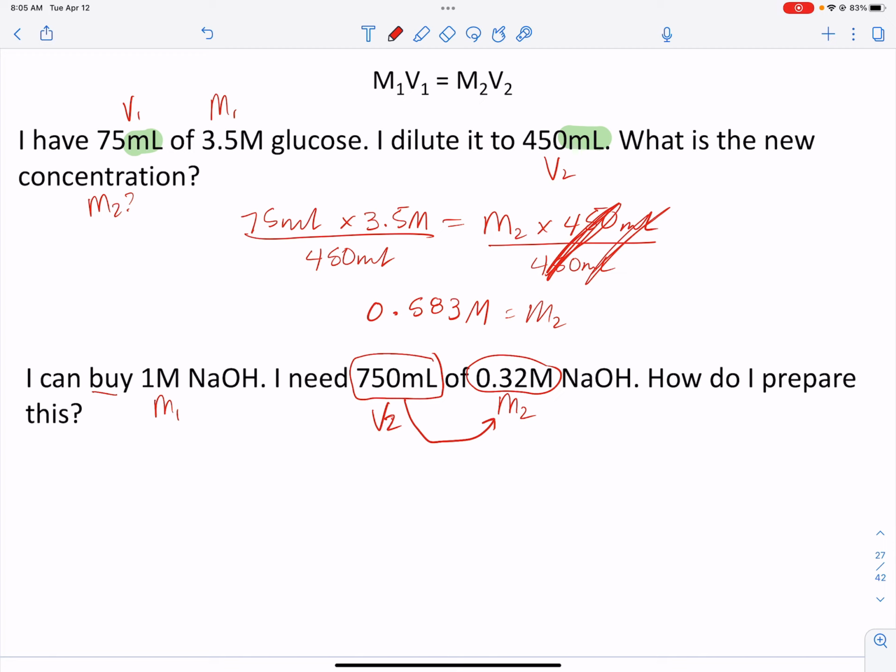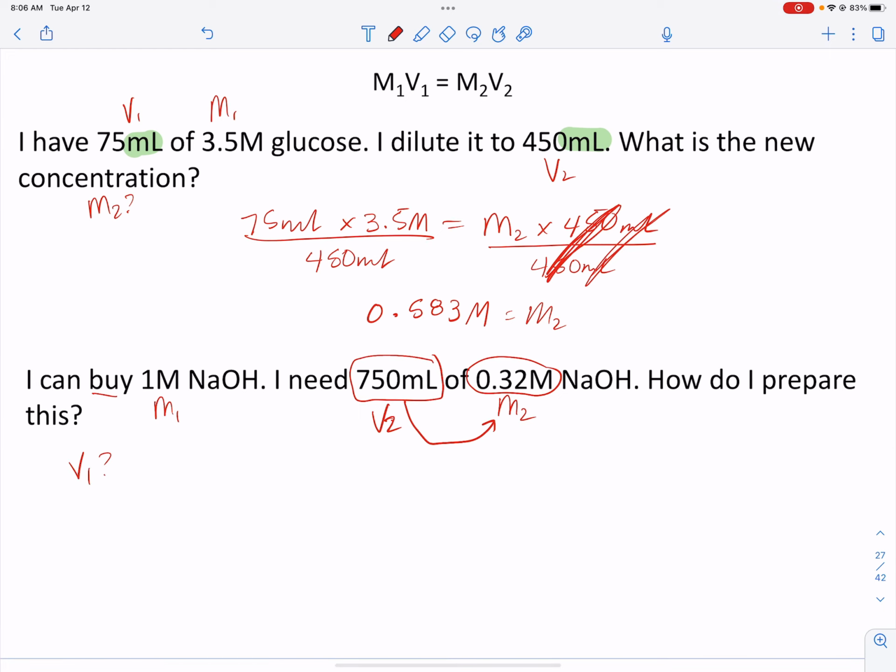So when it's saying how to prepare this, essentially what I want you to do is figure out what volume. I would probably word this differently on an exam. I'd probably say what volume of your stock concentration do you need? And then you dilute it to 750 milliliters with like water or something. So we're looking for V1 is what I'm trying to help you understand here. Maybe you already understood that.